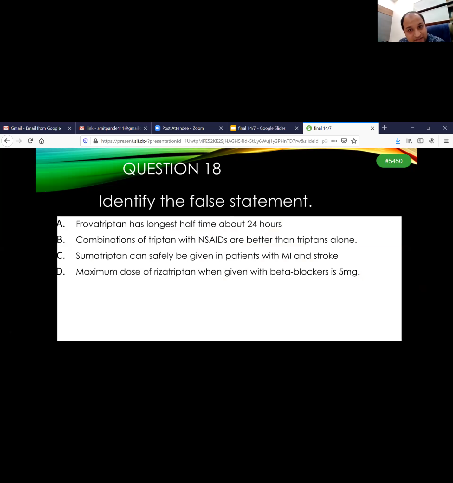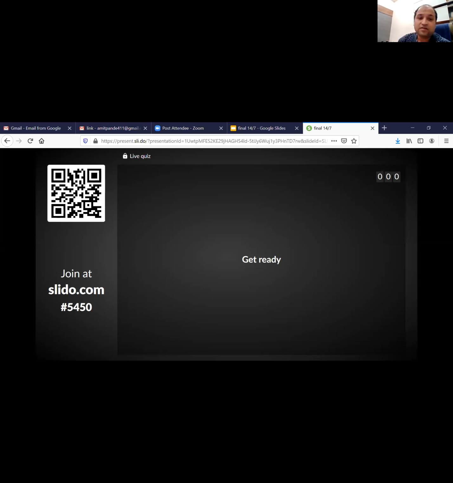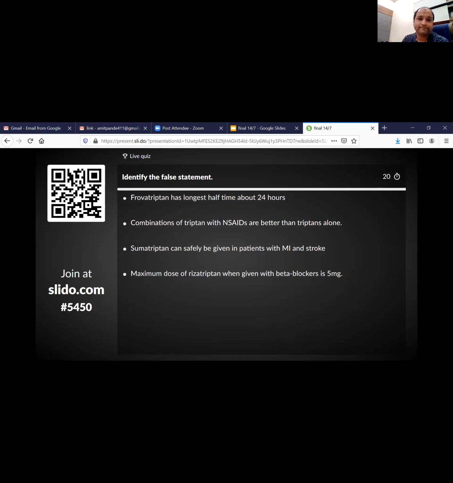Identify the false statement in this next question, question number 18. Which is the false statement? Frovatriptan has longest half-life time, about 24 hours. Combinations of triptan with NSAIDs are better than triptans alone. Sumatriptan can be safely given in patients with MI and stroke. Maximum dose of rizatriptan when given with beta blockers is 5 mg. So which of these is false? Your time will start now. So you need to identify the false statement.